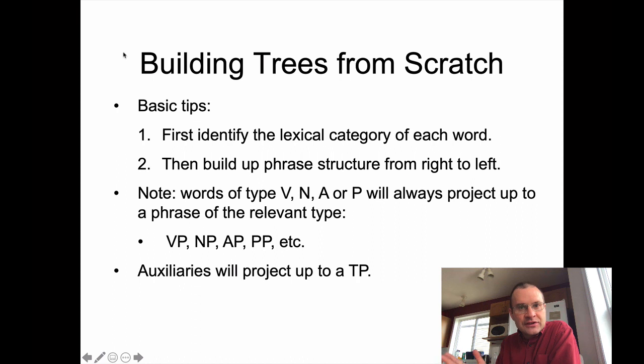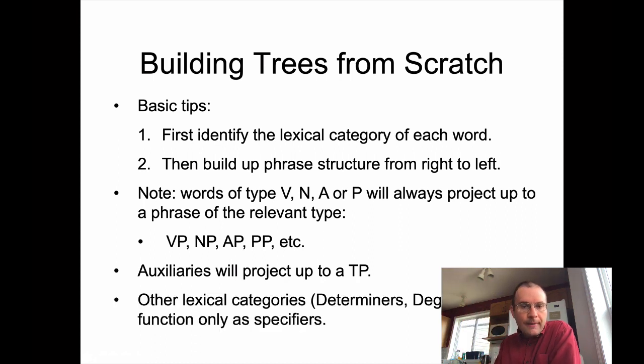Oftentimes, though, you're not going to see an explicit auxiliary. You're not going to see an explicit marking of tense in an English sentence, so you just have to figure out what it is once you get to the end of the process. Other lexical categories, which are not these content words, like determiners, degree words, so on and so forth, those are primarily going to function as specifiers.